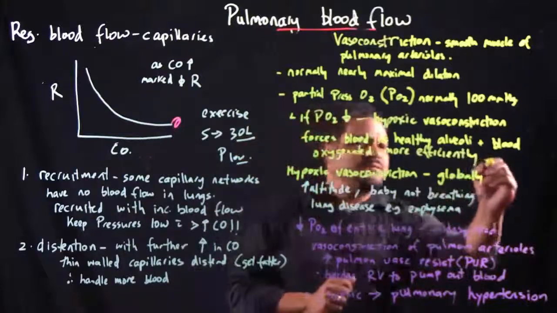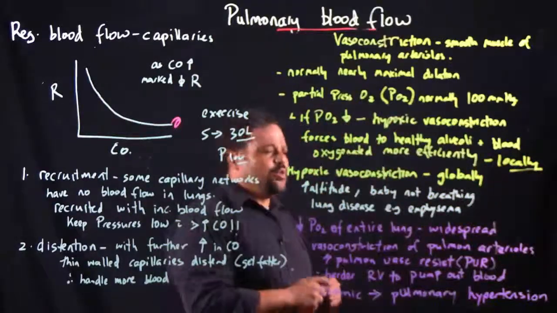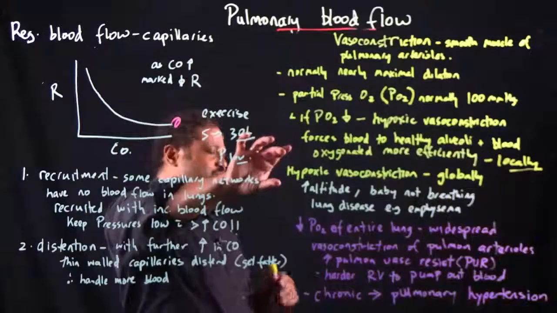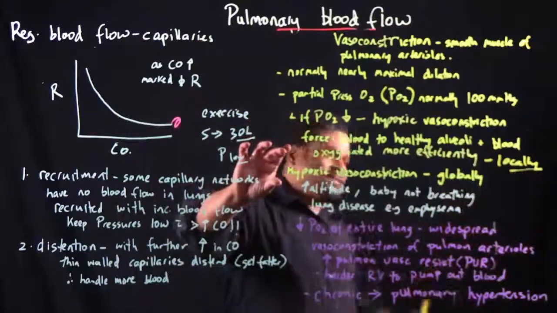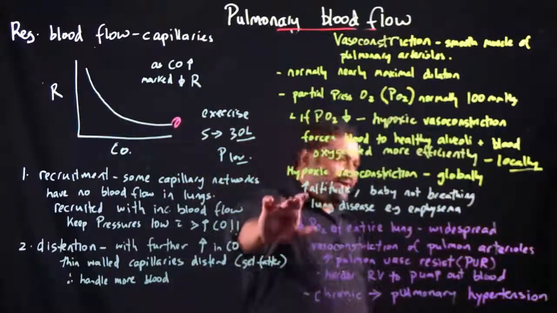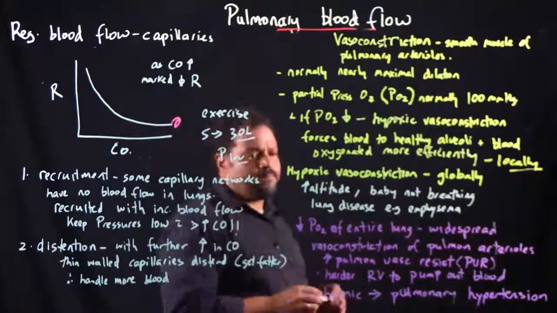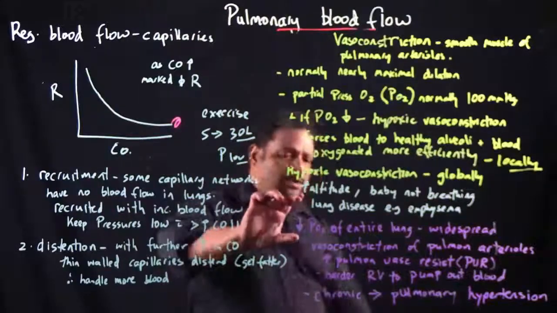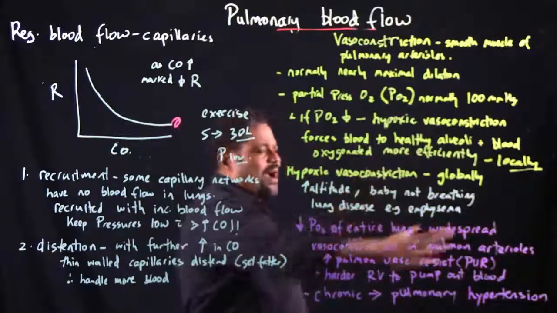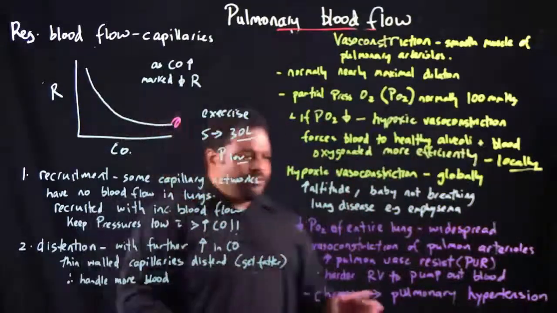So this occurs locally. That's local changes in blood flow. You can have hypoxic vasoconstriction on a global scale, for example when you are at high altitudes, if the baby's not breathing, or if you have lung disease where you don't get enough oxygen into the alveoli, such as emphysema. If you decrease the partial pressure of oxygen, PO2, to the entire lung, you're going to have widespread vasoconstriction of all of the pulmonary arterioles in the lung.